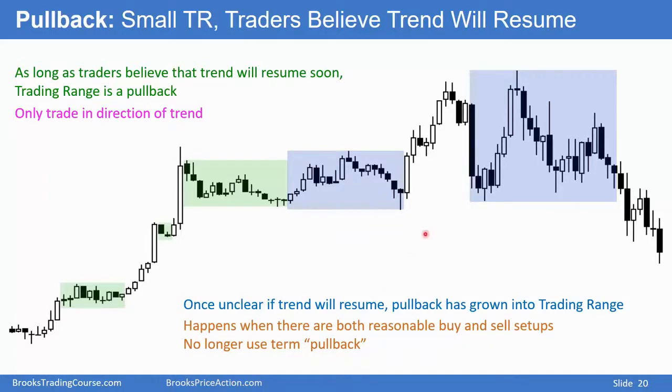Once it becomes unclear whether the trend is going to resume or reverse, traders stop using the term pullback and instead refer to the pattern as a trading range. In a trading range, there are always reasonable buy and sell setups. The bears see a lower high major trend reversal, the bulls see a double bottom bull flag. The bears see maybe a wedge, 1, 2, 3, or a double top, and the bulls see a double bottom, or a double bottom here.